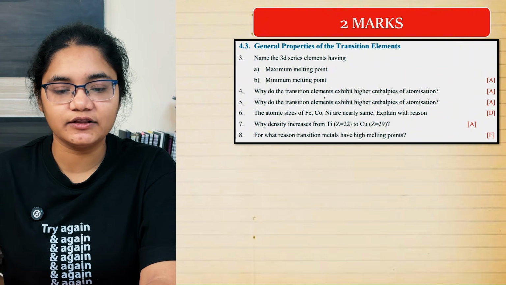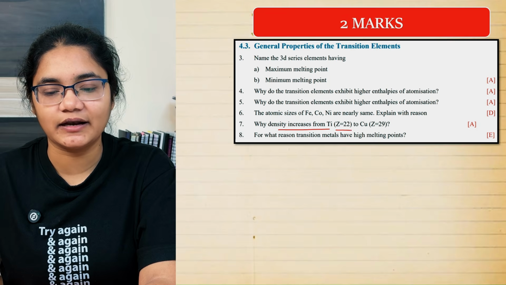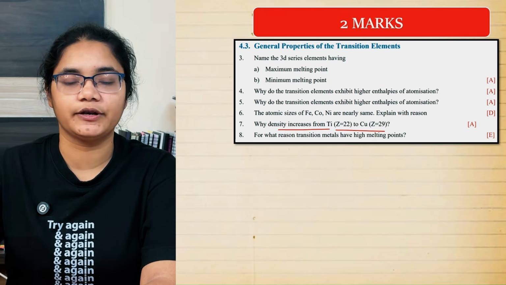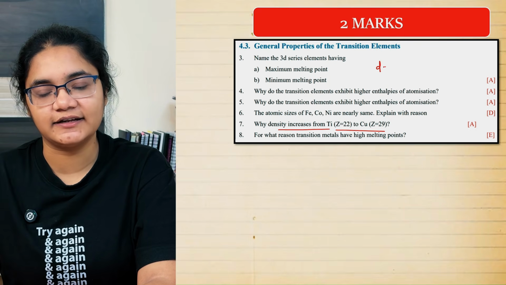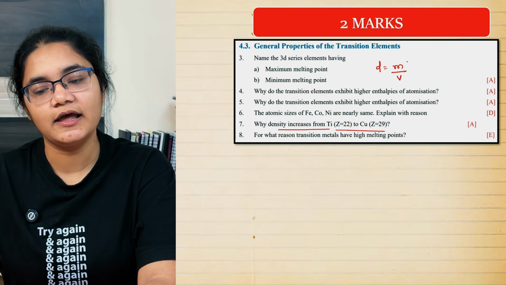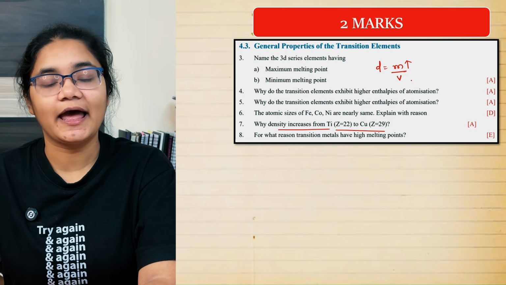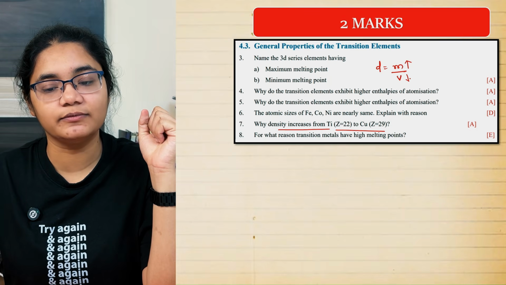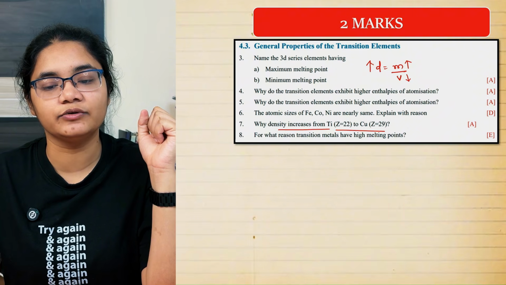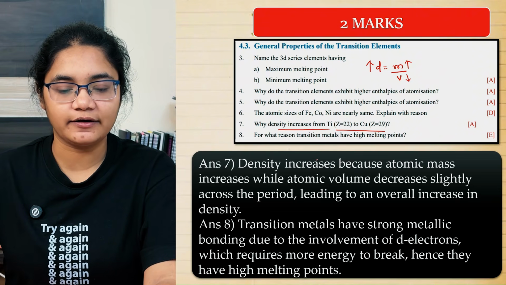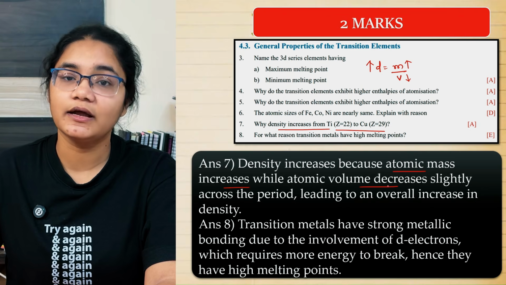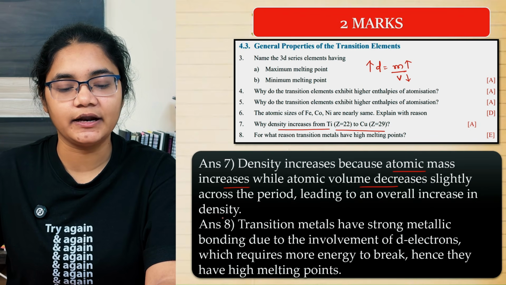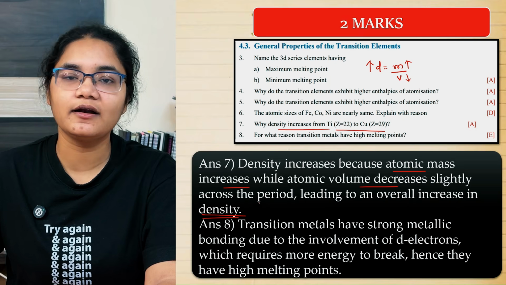Next, we'll talk about the seventh question: why does the density increase from titanium to copper? As you move along the period, the size is decreasing. What's the formula of density? Density is equal to mass by volume, right? So mass is increasing definitely and size is decreasing. That means volume is decreasing, and both these factors lead to an increase in density. So you can write down: density increases because atomic mass increases while atomic volume decreases slightly across the period, leading to an overall increase in the density.